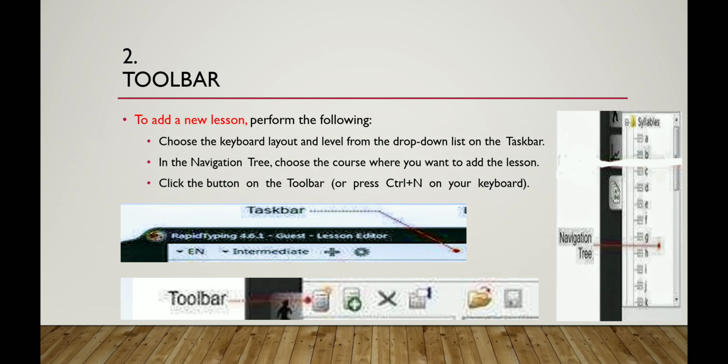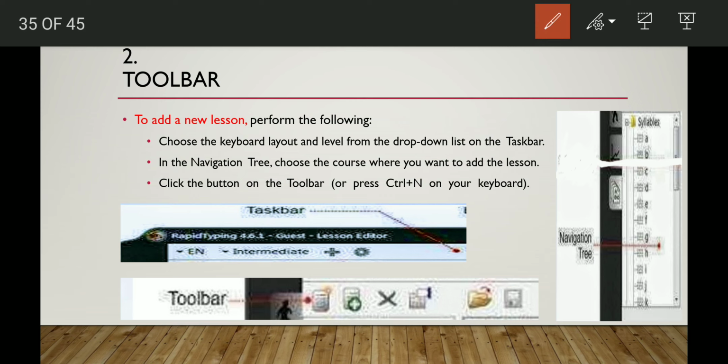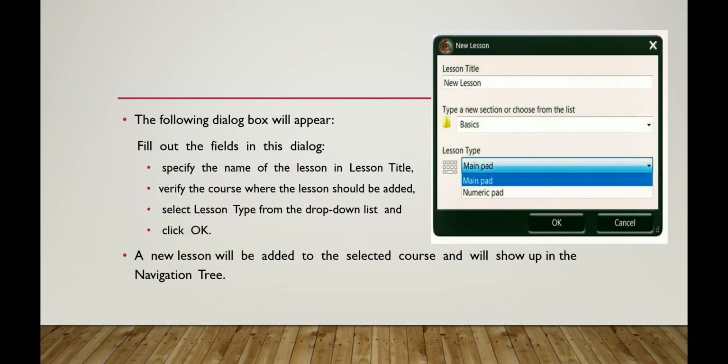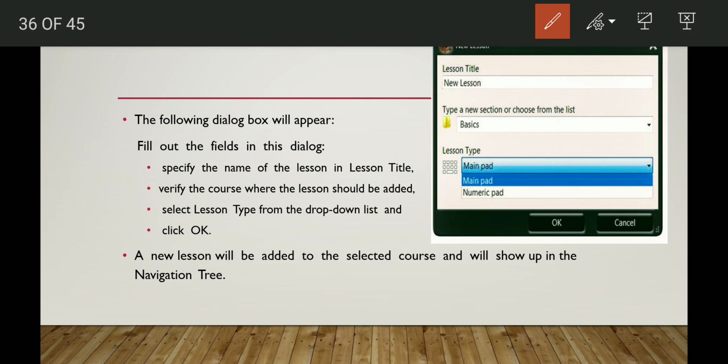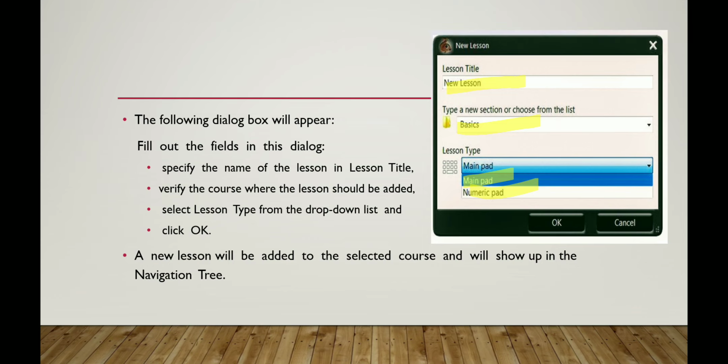Now to add a new lesson, what do you have to do? Click on this button to add a new lesson. When you click that, you will find this dialog box where you have to type the lesson name and the type of the lesson, whether it is main pad or numeric pad, what you are going to practice. Whether you are going to practice ABCD, that is in the main pad, or you want to practice 1 2 3, that is in the numeric pad, you have to mention that.